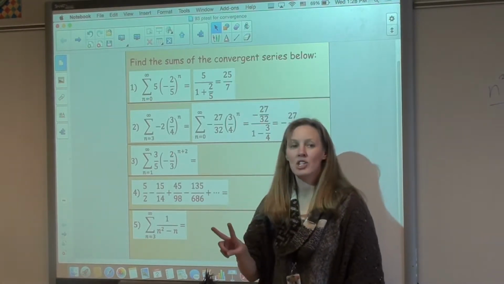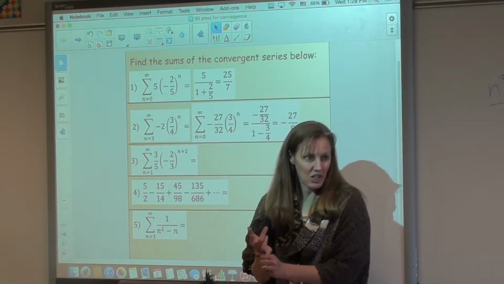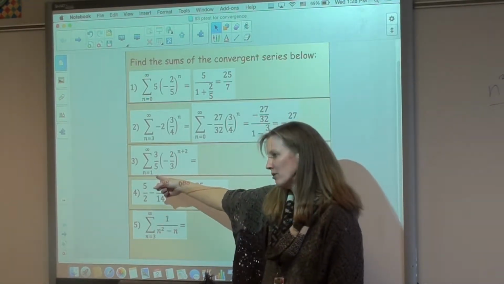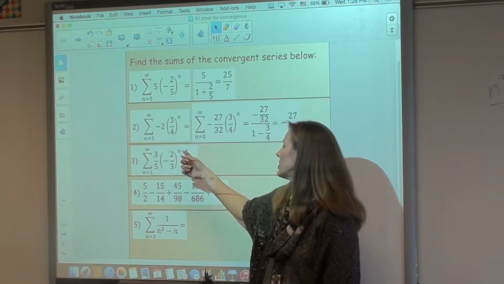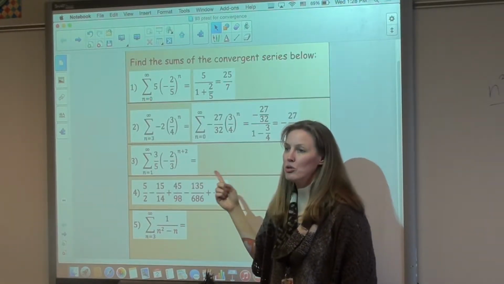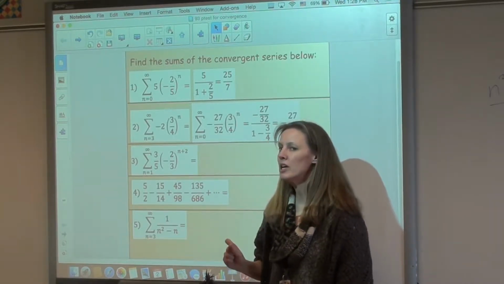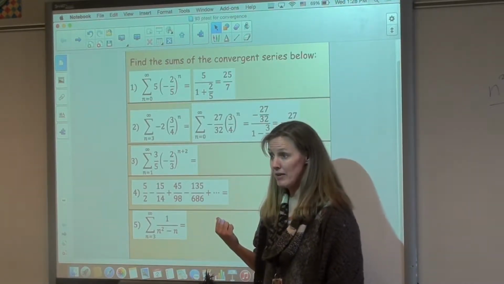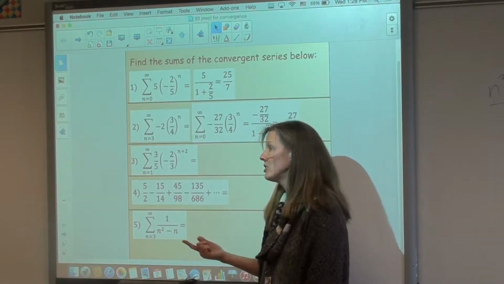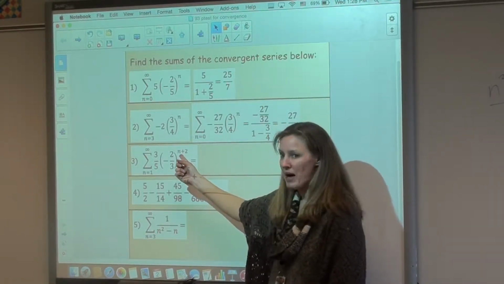There's 2 gotchas with this one. The first gotcha is that the n starts with 1, not 0. But the second gotcha is that it's raised to the n plus 2 power. In order for the summation formula to work, it has to just be raised to the n. So the first thing I do is I convert this to the nth power.